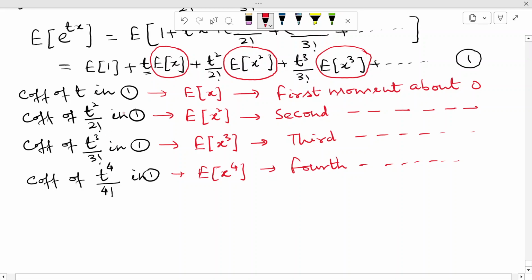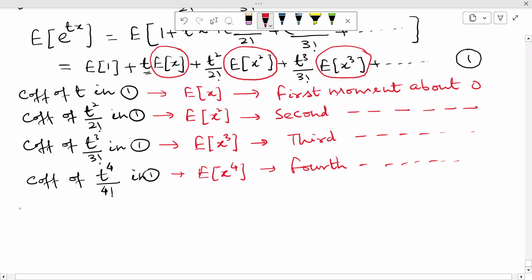The important thing is this expectation of x square, or the second moment about 0, is not the coefficient of t square, rather it is the coefficient of t square over factorial 2. And similarly this expectation of x cube is not the coefficient of t cube, but the coefficient of t cube over factorial 3. So we have to remember this factorial 2, factorial 3 and factorial 4, when we are finding the second, third and fourth moment respectively. So this is the first procedure by which we can obtain the moments from our moment generating function.